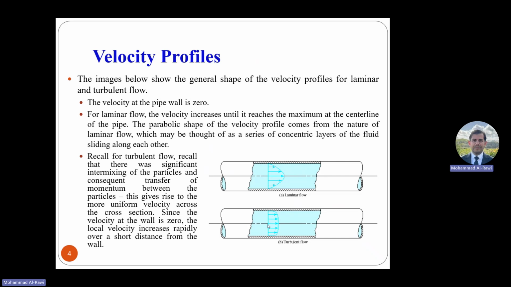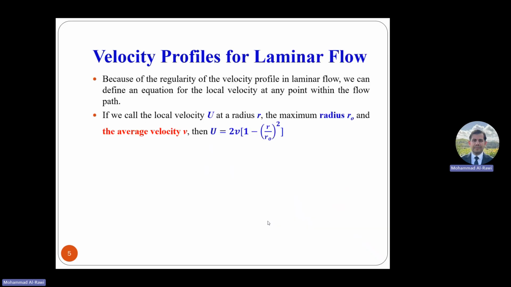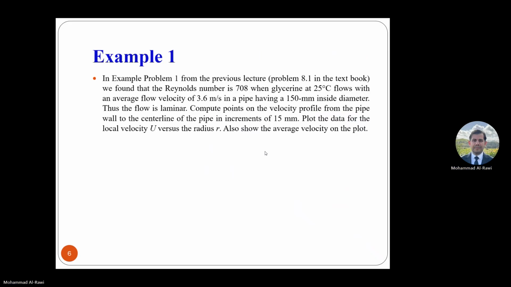For turbulent flow it is slightly different. There are special equations to do that. Because of the regularity of the velocity profile in laminar flow, we can define an equation for local velocity at any point within the flow path. If we call the velocity u, the radius r, the maximum radius r naught, and the average velocity v, then u equals 2v times (1 minus (r over r naught) squared).